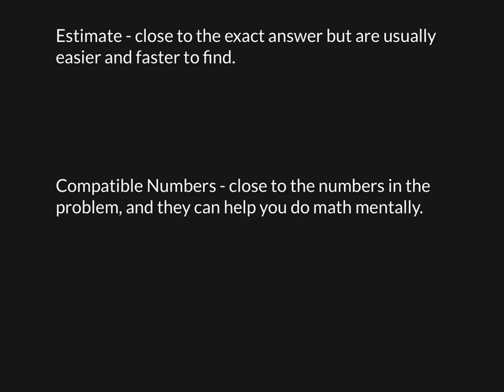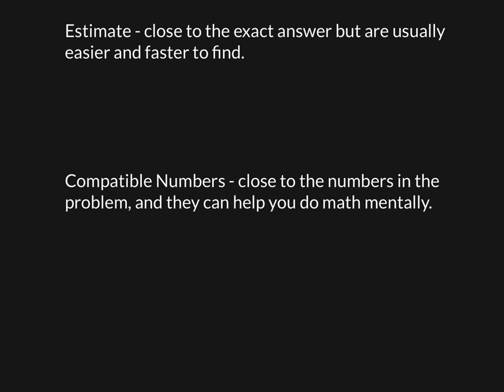So to start off, I wanted to first define our vocabulary words. Estimate means it's close to the exact answer, but they're usually easier and faster to find. So an estimate would be if I wanted to add 39 plus 43, I could say, well, 39 is really close to 40. 43 is also really close to 40, so if I add them together, I'm going to get an 80. So it kind of helps with doing mental math too, or making things a little bit easier. Now, estimating can also involve rounding, but we'll talk about that a little bit later.